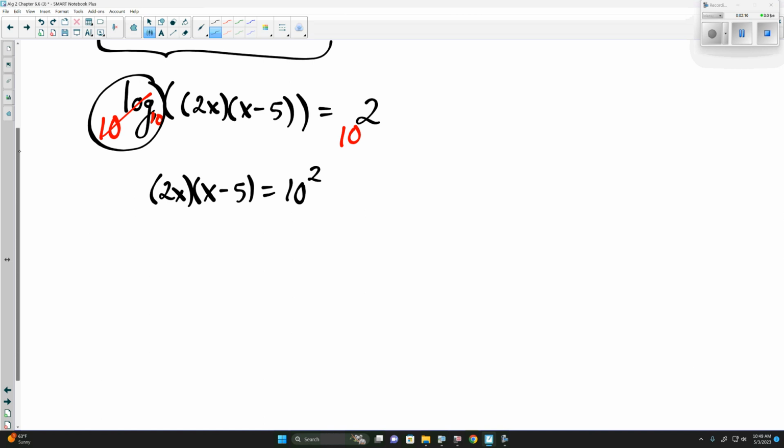Any questions on any of this here? Now for the left-hand side, we can distribute this out. 2x times x is going to be 2x squared. 2x times negative 5 is negative 10x. And 10 squared is 100. Any questions on any of this here?